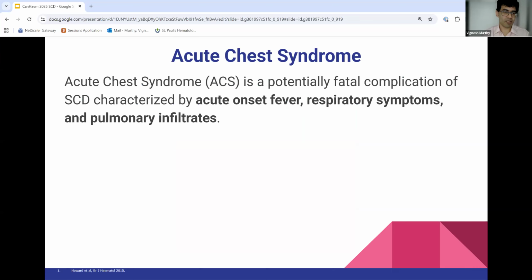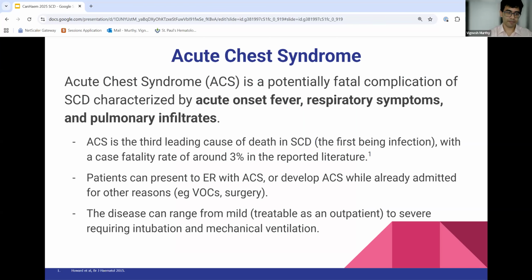But acute chest syndrome is a potentially fatal complication of sickle cell, characterized by acute onset fever, respiratory symptoms, and pulmonary infiltrates. It's the third leading cause of death in sickle cell, the first being infection. Case fatality is around 3% in the reported literature. Patients can present to the ER with ACS up front, or they can develop acute chest syndrome while already admitted for other reasons. And the disease, of course, can range from mild, treatable as an outpatient, to severe, requiring intubation and mechanical ventilation.